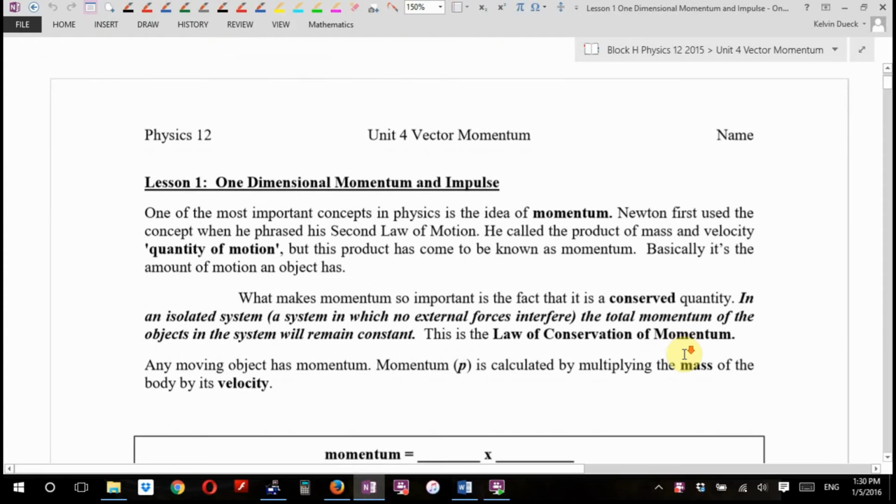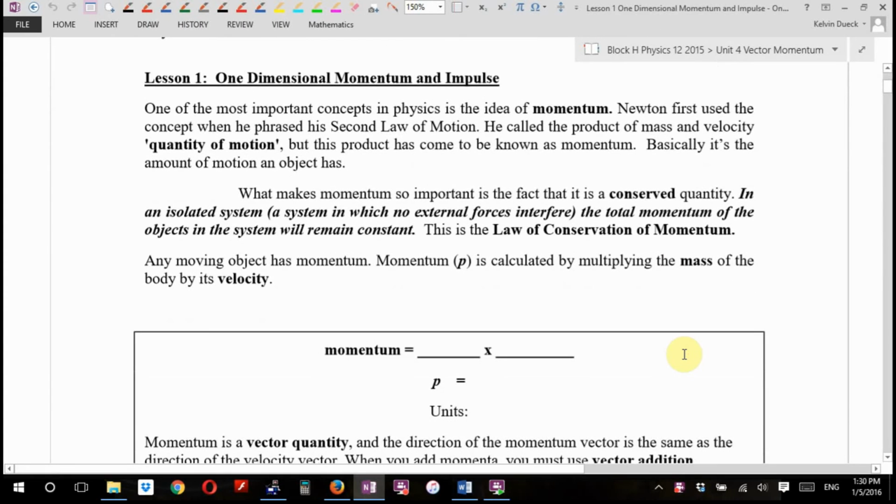Momentum. Lesson 1, one-dimensional momentum and impulse. One of the most important concepts in physics is the idea of momentum. As a matter of fact, Sir Isaac Newton never said F equals ma. He gave his forces equation in terms of momentum. It was more important to him. He called the product of mass and velocity quantity of motion, but we call it momentum.